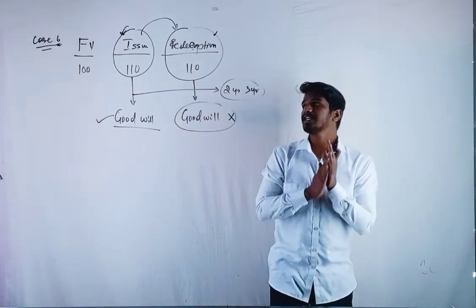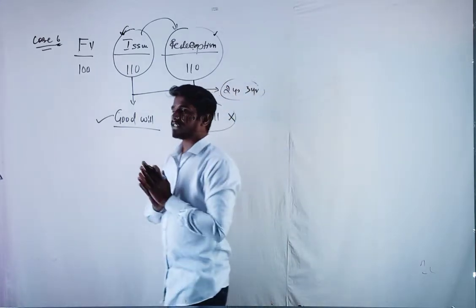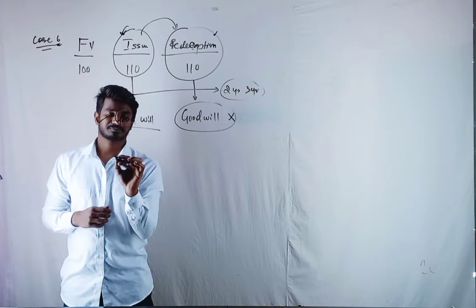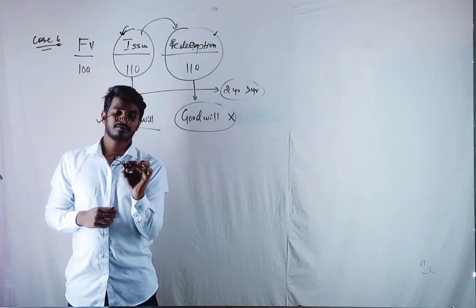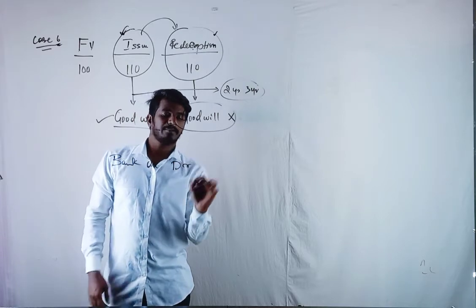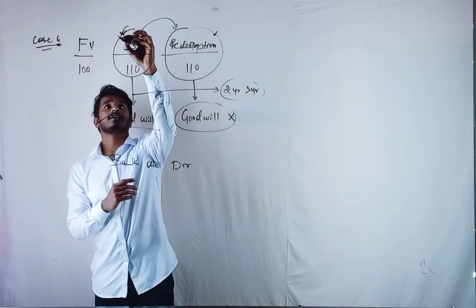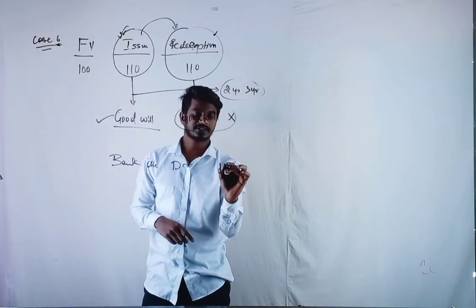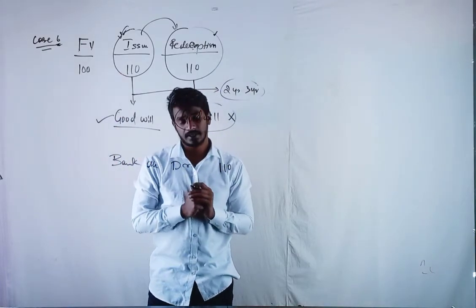So how will we treat it? What is the entry? Let us do the entry first. First we will receive, bank account debit. At what price have we issued? 110, 110 we will receive. Is that right?